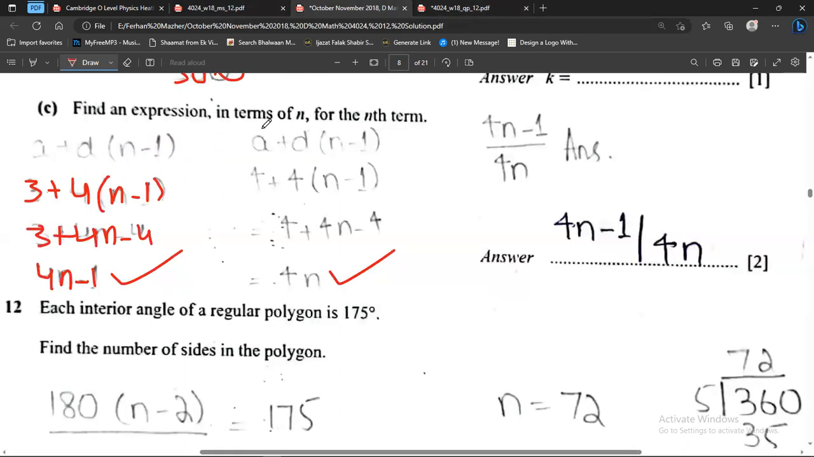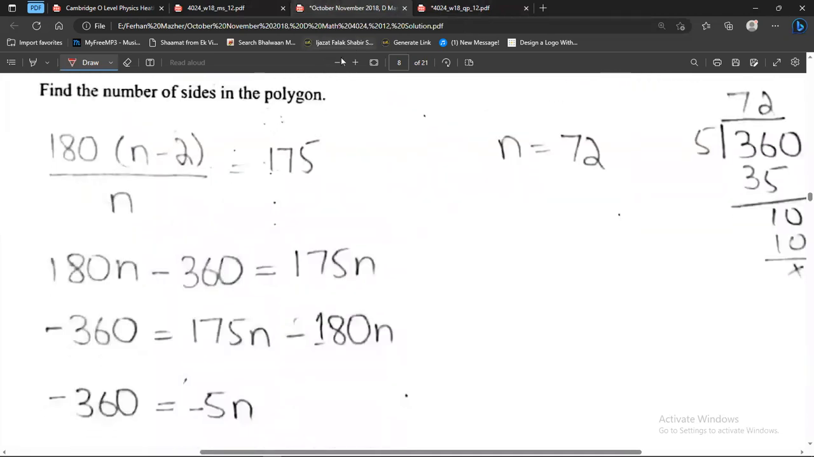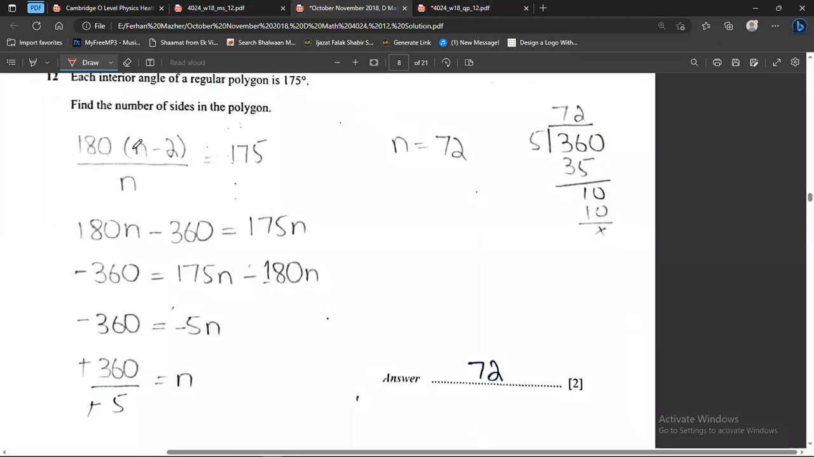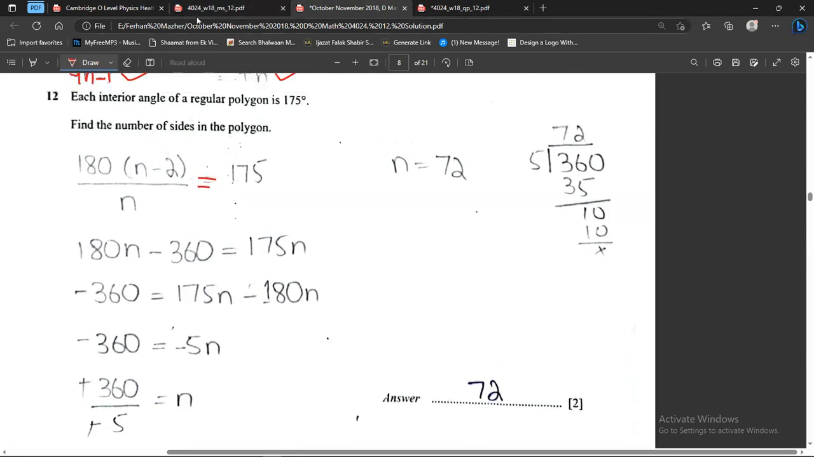If the internal angle of the polygon is given, you know the formula for the internal angle is 180 times (n minus 2) divided by n, and that is equal to 175. Cross multiply, you will have 180n minus 360 equals 175n. So minus 360 is equal to 175n minus 180n. So minus 360 will be equal to minus 5n. Minus minus will be cancelled. So 360 divided by 5 is equal to n. So n is equal to 72. So there are 72 sides.